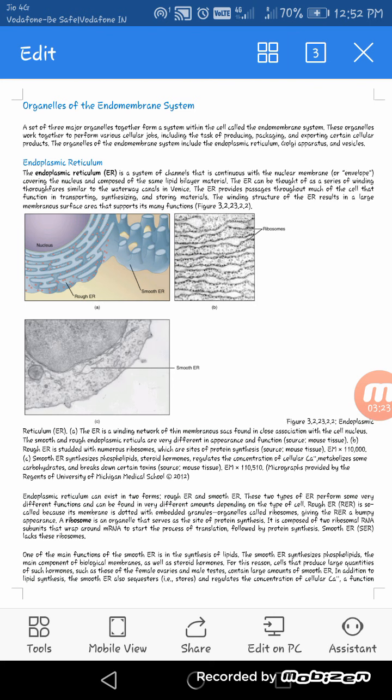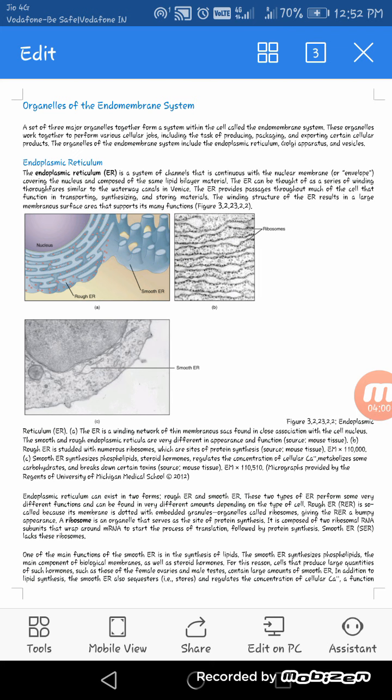Rough ER is so called because its membrane is dotted with embedded granules, organelles called ribosomes, giving the rough endoplasmic reticulum a bumpy appearance. A ribosome is an organelle that serves as the site of protein synthesis. It is composed of two ribosomal RNA subunits that wrap around the mRNA to start the process of translation, followed by protein synthesis. Smooth ER lacks these ribosomes.